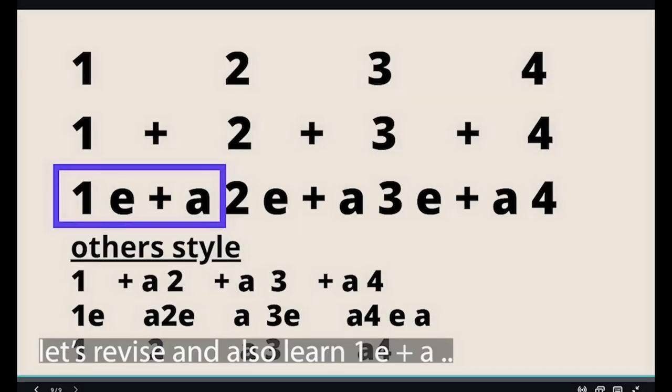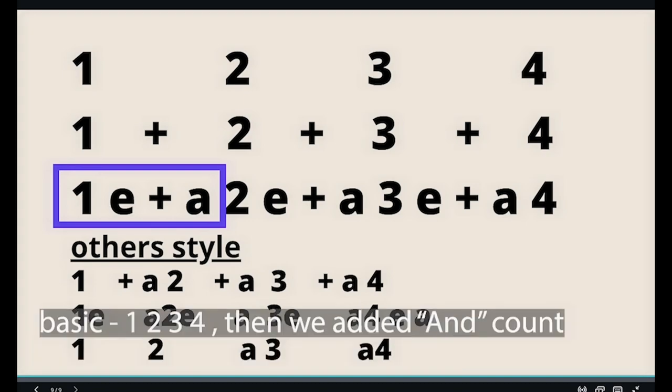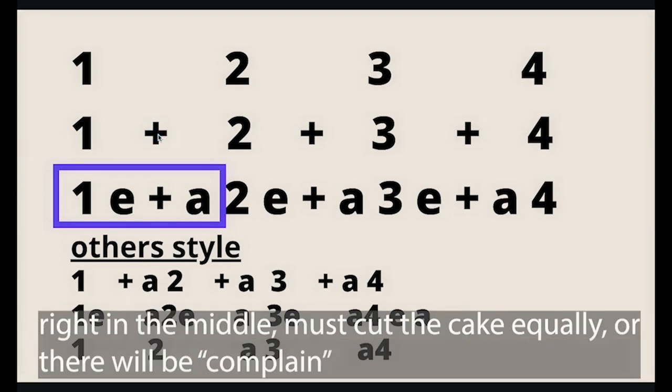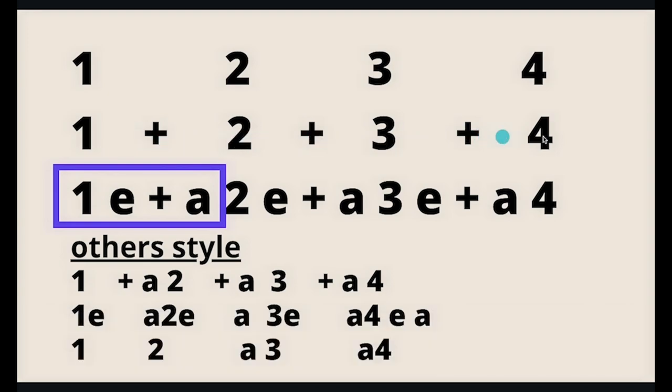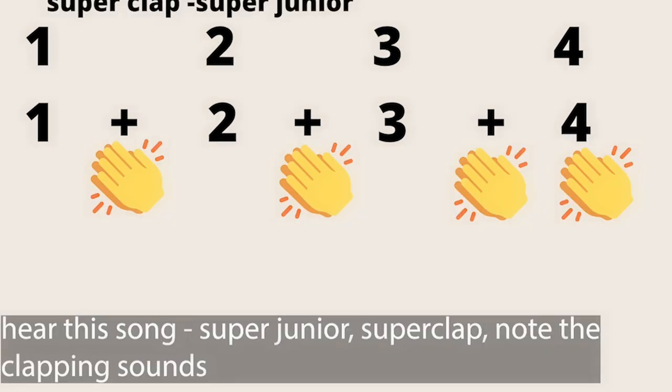Let's revise and also learn what is 1E and 2. Basic is 1, 2, 3. Then we add the N count. N count means in the middle between 1 and 2. So you have a rectangular cake and you must cut the cake equally or people will complain. That means you have to learn to count on a steady pace, same tempo as the song, and that means you will have to practice.